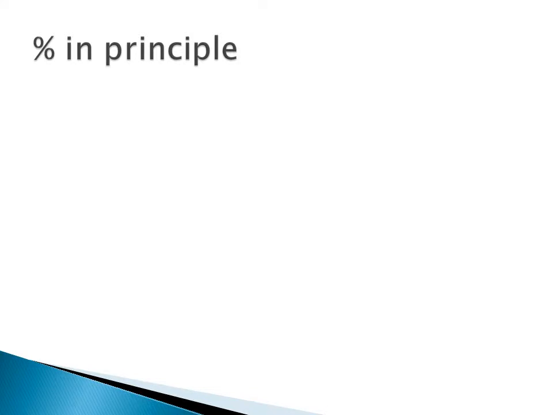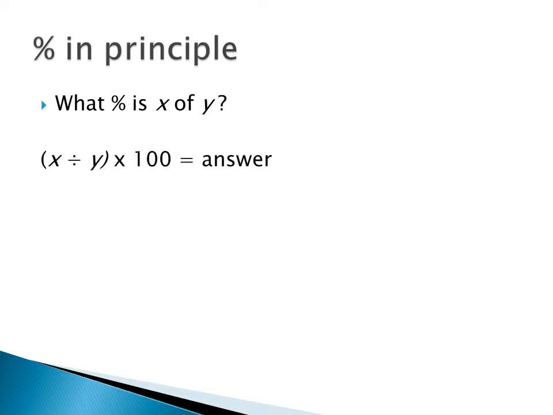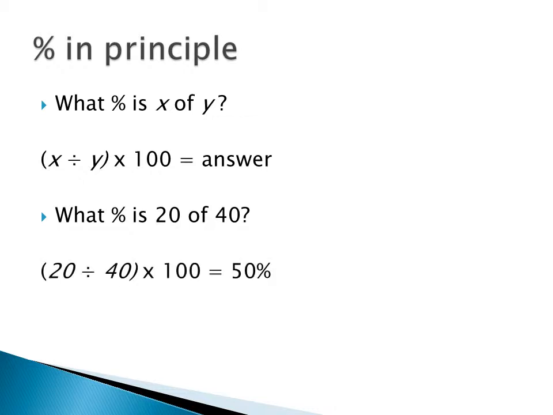Okay, so let's start with percentages in principle, basic maths. What percentage is x of y? So we have two things. We want to know what percentage one is of the other. The maths is quite straightforward. It's x divided by y times 100 gives us the answer. So for instance, what percentage is 20 of 40? 20 divided by 40 times 100 is 50. Simple as that. So now, what's it like when we apply this to chemistry?